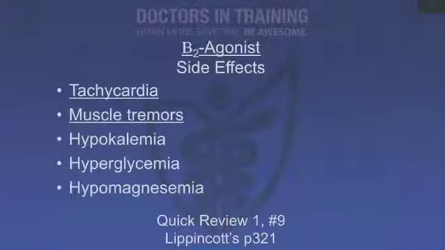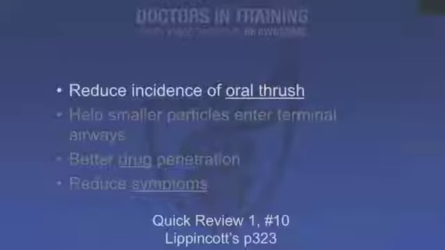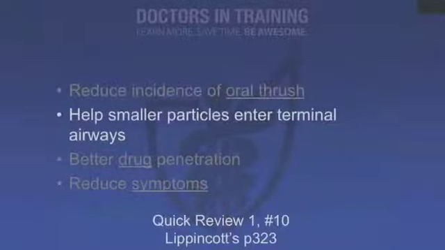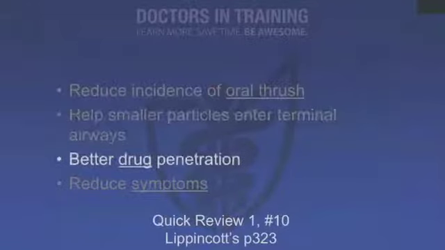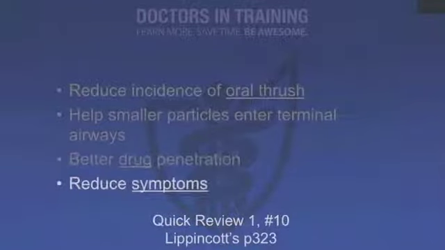Just to highlight a few more of these points, number 9, what are the side effects of the beta-2 agonists? Again, tachycardia, muscle tremors, hypokalemia. You can also have hyperglycemia and hypomagnesemia. Number 10, why should spacers be used when inhaling steroids? Not only is it going to reduce the incidence of oral thrush, it's also going to help smaller particles get into those more terminal airways. All right, so you're going to have better drug penetration into the tissues with your spacer than without. It's also going to reduce symptoms.